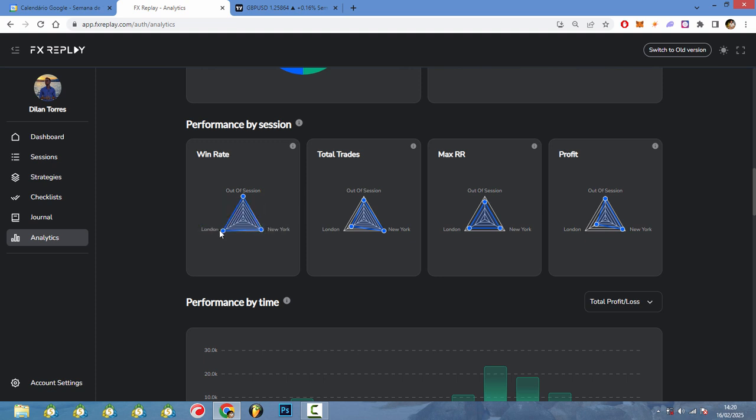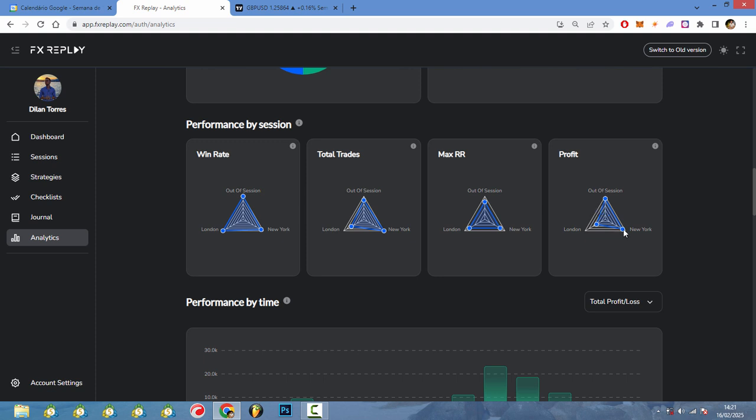If London was worse, maybe we could have cut off London. Here, total of trades, again, not so many trades for London, which makes the win rate look better. And here, max risk reward, we follow the same, all right? Usually follow the same. It depends if you have a flexible risk reward or you have a fixed one. I have a fixed one.